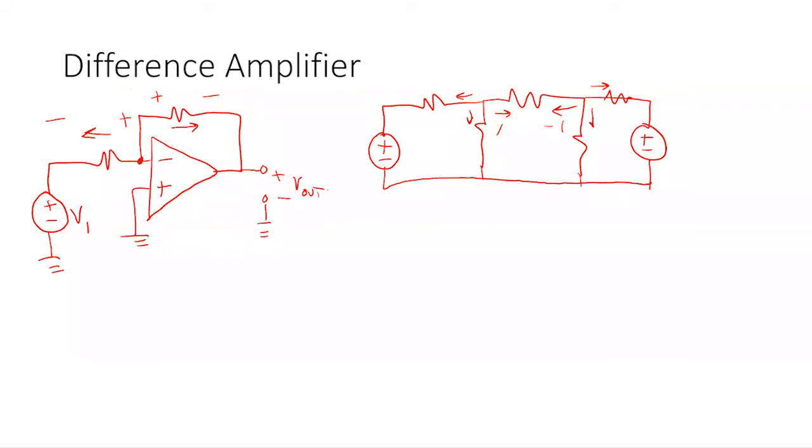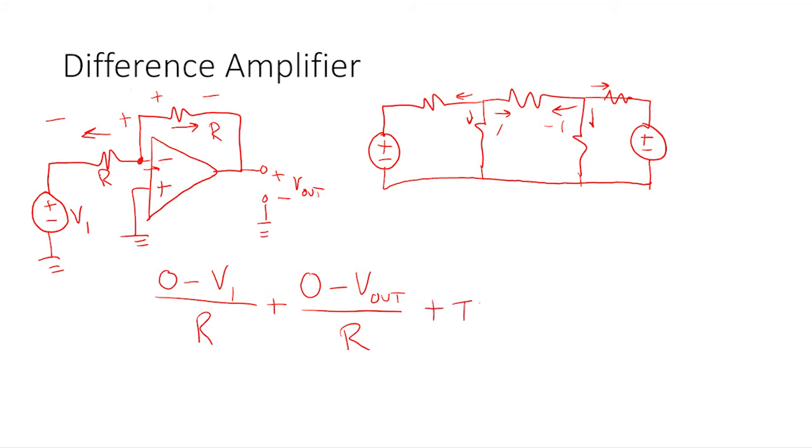So if you did it this way, and this is R, and this is R, then you always have to say, okay, I'm going to have 0 minus V1 over R plus 0 minus V out over R. And then I minus is this way. So plus I minus equals 0. That's the same equation, if you want to look at it that way.